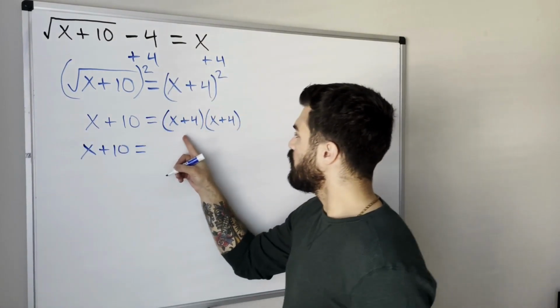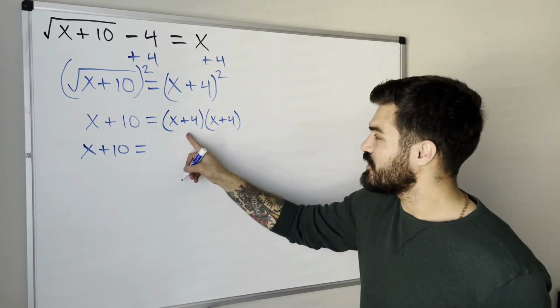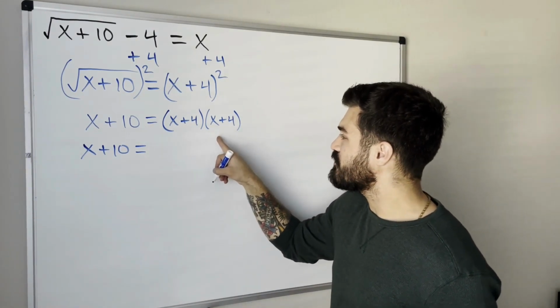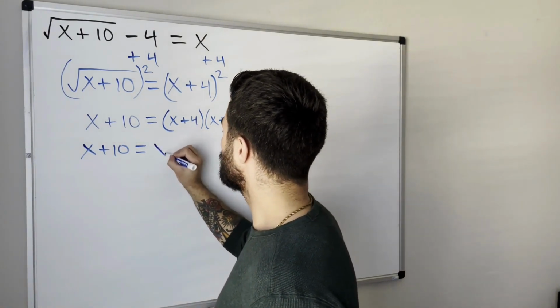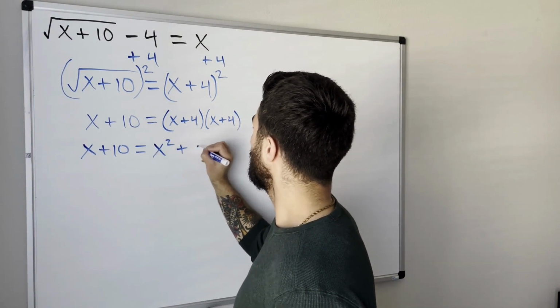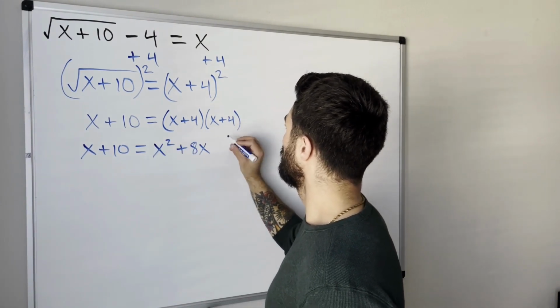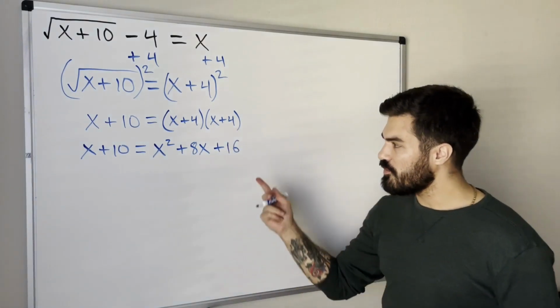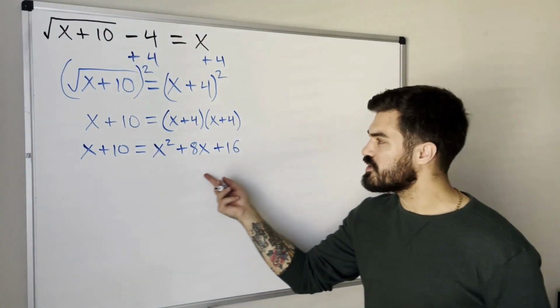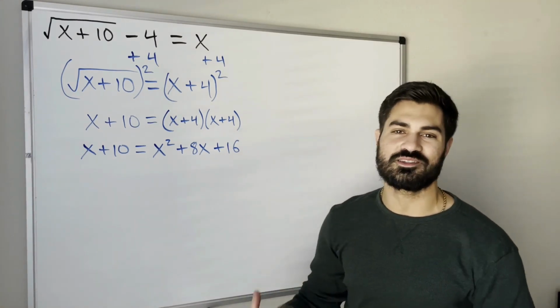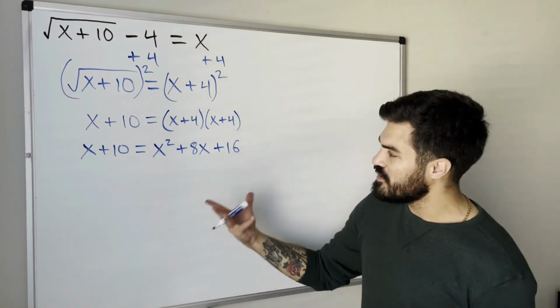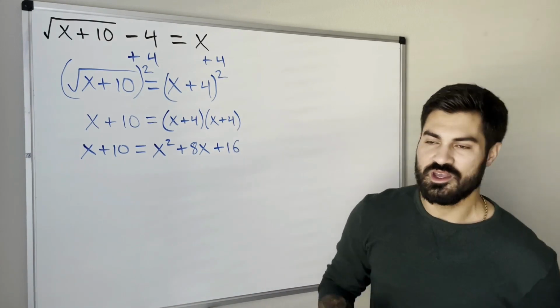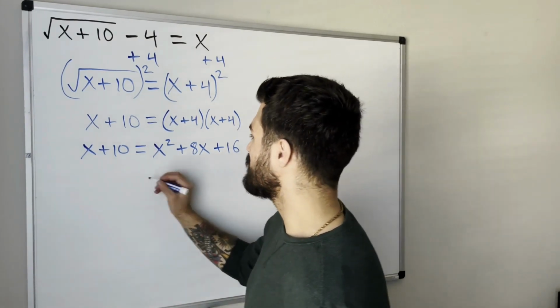When we multiply this out, or FOIL, if you want to think about it in terms of that acronym, what we're going to get is x squared plus 8x plus 16, okay? So now we have this quadratic equation. We can solve using whatever method we want, and that's going to give us potential solutions. Then we're going to go and check those solutions in the original equation. Hopefully you're getting the hang of this by now.